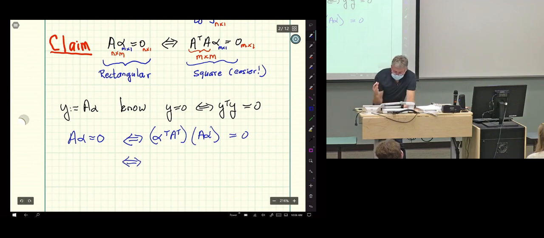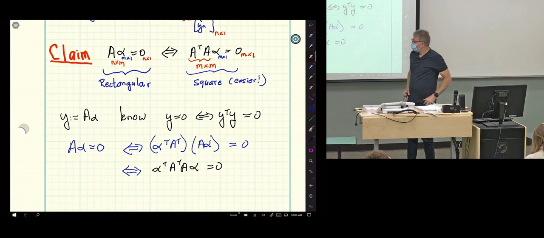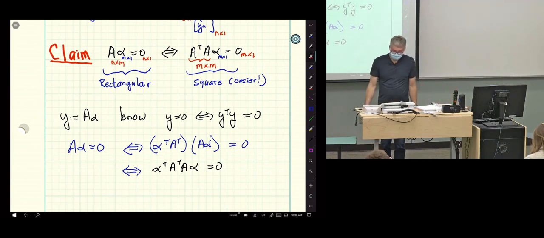So that's kind of the major, if you want to call it a trick, fine, but I don't think y equals 0 if and only if y transpose y equals 0 is really a trick. It's a simple fact. And then this is alpha transpose A times alpha. Okay, so are we done? The answer is no, but it kind of almost looks like we're done.